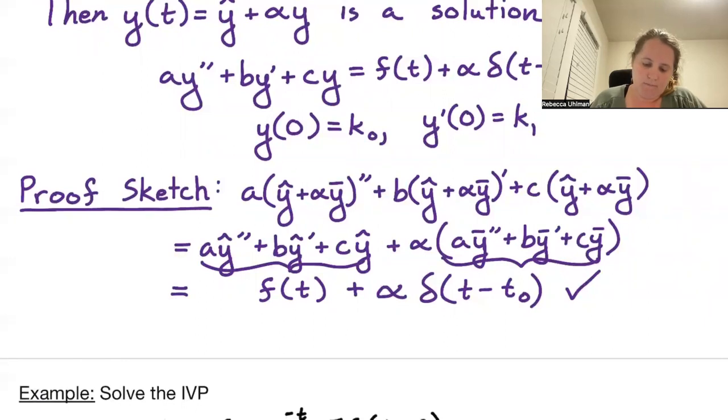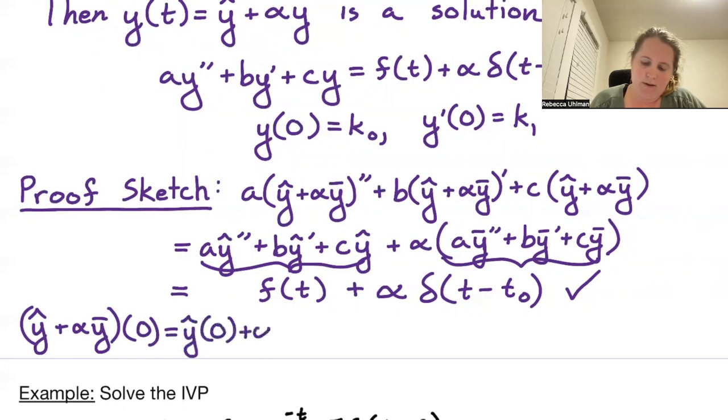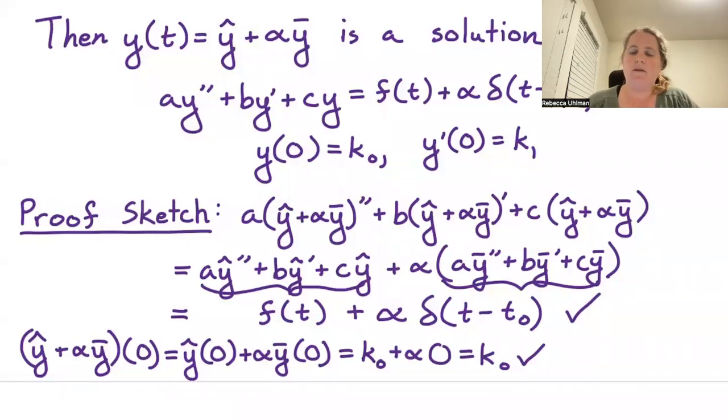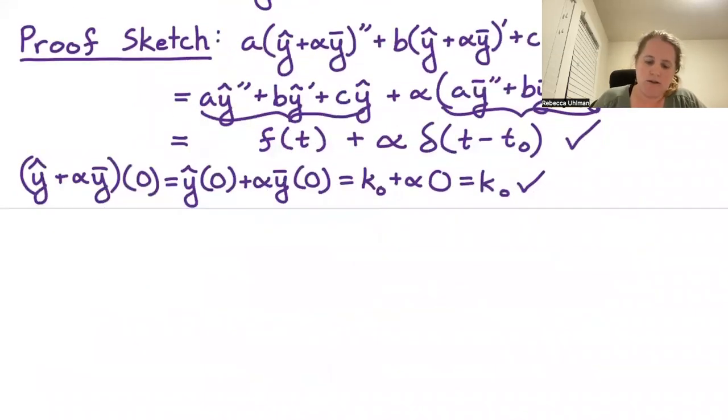Furthermore, if we want to do ŷ + αȳ evaluated at 0, that's ŷ(0) + αȳ(0), which is k₀ plus α times 0, or k₀. Similarly, we can do the same for the second condition. I'm going to give myself a little more space.